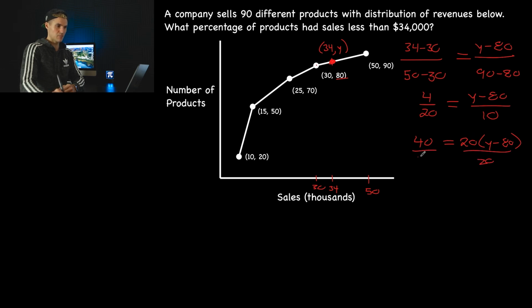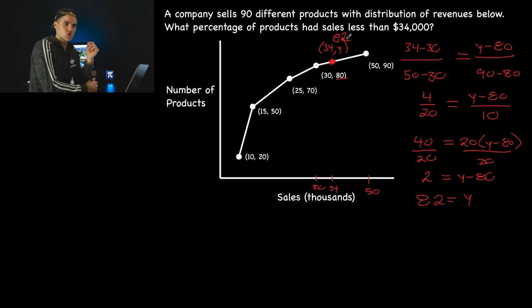I could also divide both sides by 20, so that's going to be what? 2 equals y minus 80. So that means that y is going to be negative 80, bring it over, 2 plus 80 gives us 82, right? So this y value here, if this is going to be in proportion, is going to be 82, like that. So basically, the company is making $34,000 in sales with 82 products, right?